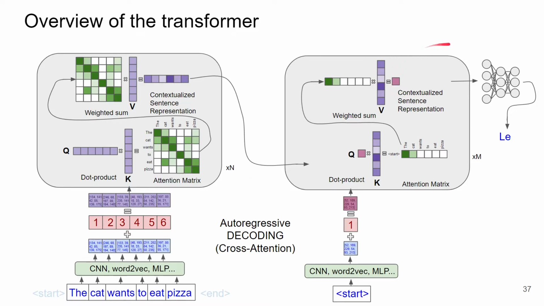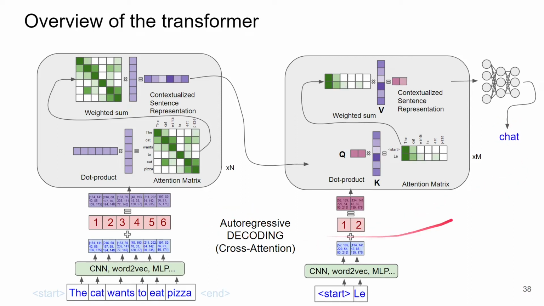This output representation is going to be fed through a linear network, and we get the output probabilities for every word. And in this case, the most probable word given this query and this sentence representation is going to be this word. So we're going to be using an autoregressive decoding strategy, which means that we're going to take the output and we're going to be using it again as input.